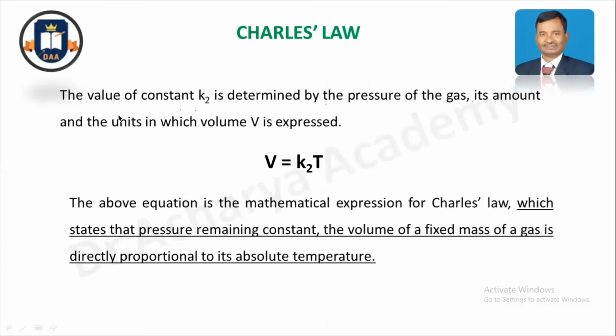So now we'll see how to determine the value of the constant K. This constant K2 is determined by the pressure of the gas, the amount of the gas, and the units in which the volume V is expressed, because K2 is equal to V by T. So it depends on V and on T, and also on the pressure of the gas, and the amount obviously should be there, because if the number of moles of the gas changes, then accordingly the K2 value will also change.